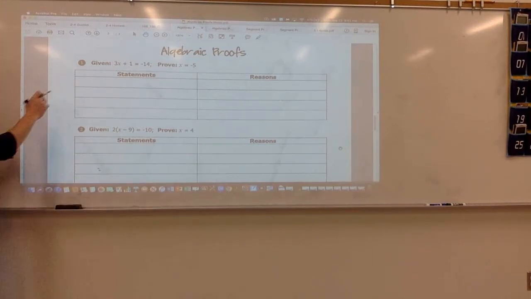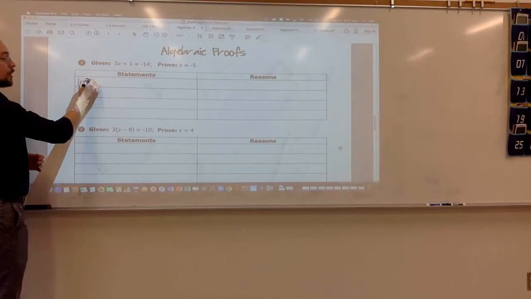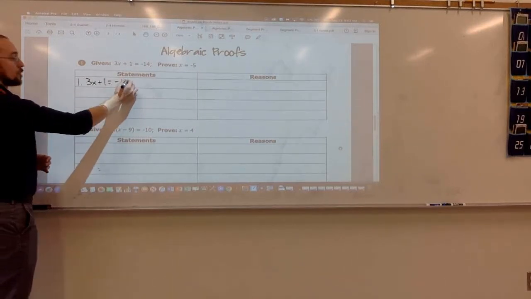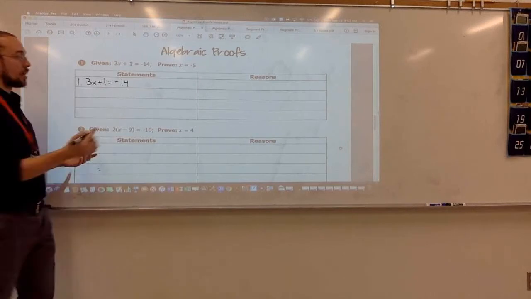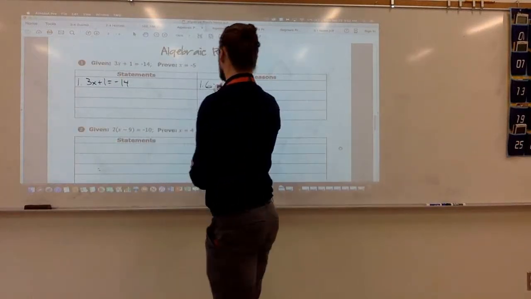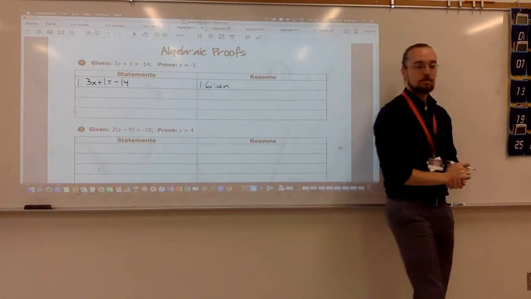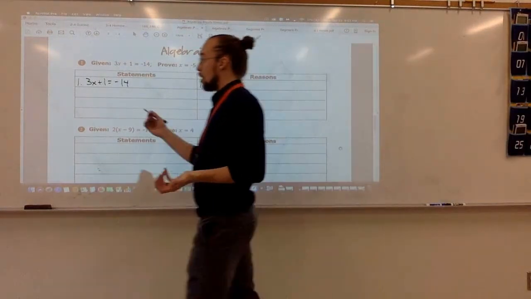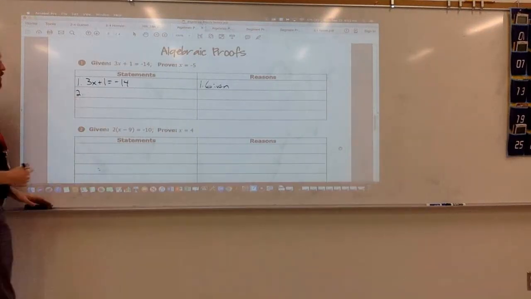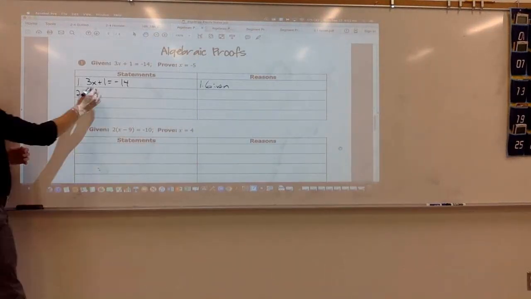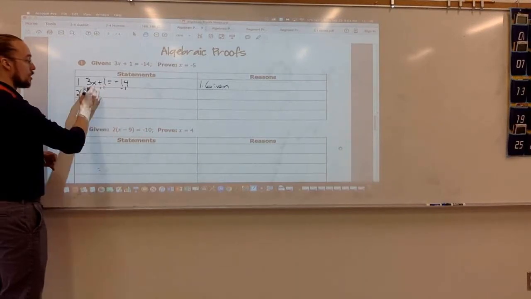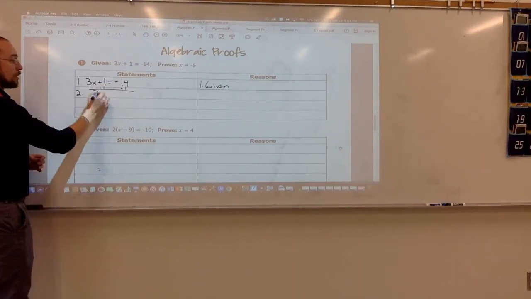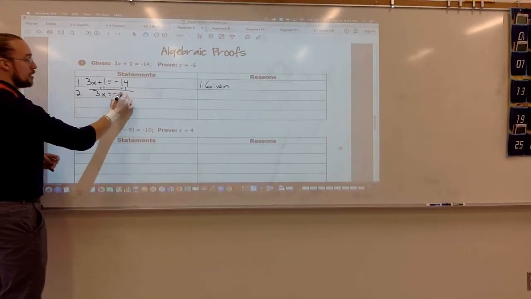So what should my first line always be? The equation, right? The given. So I'm just going to rewrite the equation for my first line, and then my reason is given. Okay, that's always the first line. So now, what would my first step to solve this equation have to be? Subtract the 1 over, right? So I'm going to show my work. I'm going to write this out. So I'll get 3x equals -15 then.